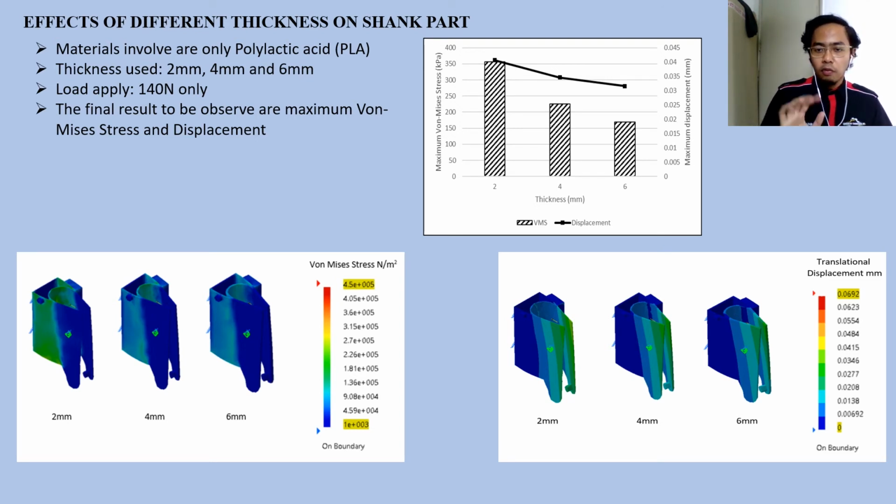Now, for the translational displacement, we can see that displacement occurs at the front part of the shank part. The heavy green color slightly decreases when the thickness increases. To sum up, even if 2 mm is used to fabricate the AFO, the bending stress is still acceptable because it does not exceed the yield strength of PLA.